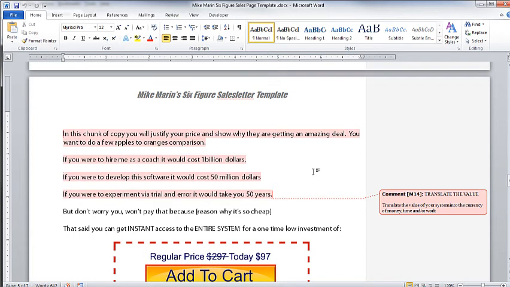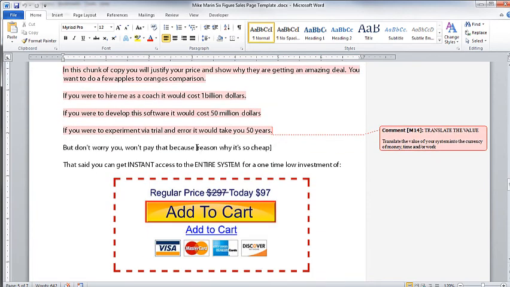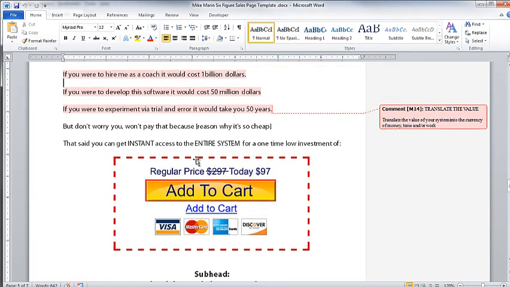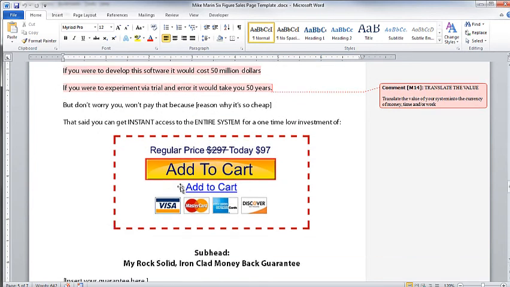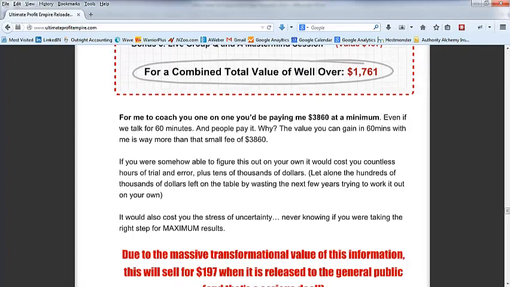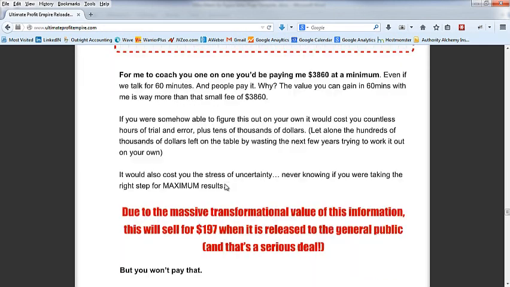How much would it take them in money if they were to do this on their own? How much would it cost in time? People assign a value to time and work. But don't worry, you won't pay that. Then you want to have a reason why it's so cheap, then reveal the price, and then have a buy now button. So if you look at what we did here, for me to coach you one-on-one, you'd be paying a minimum of $38.60, even if we talk for 60 minutes, and people pay it. Why? The value that you gain in 60 minutes with me is way more valuable than a small fee of $38.60. But again, we're putting that big number in their head.